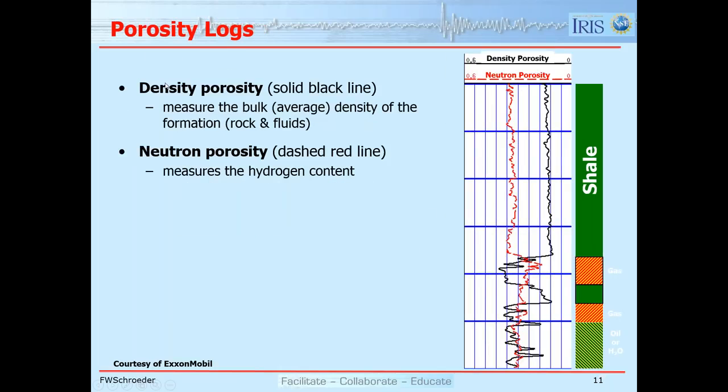For porosity, we have two types of logs that are commonly used. One is a density porosity, and in the display here, that's the solid black line. The other is the neutron porosity log, and that's the red line. The density porosity measures the bulk density or the average density. The neutron porosity measures the hydrogen content.